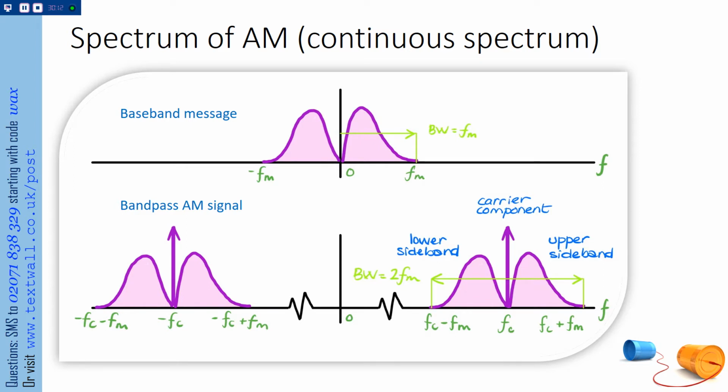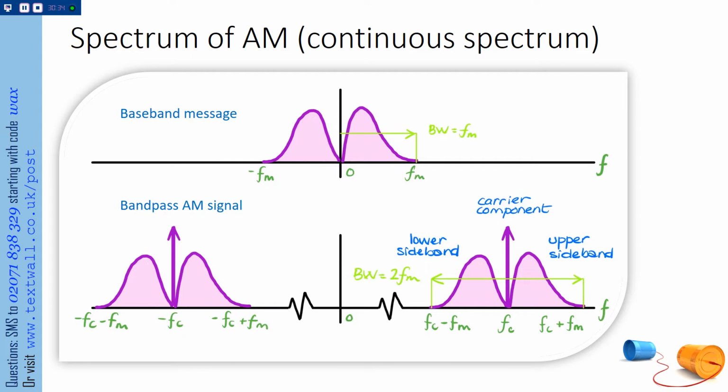That's why we call it DSB. Where did the LC come from? DSB LC means double sideband with a large carrier. This is the large carrier component. Why is it large? Well, it looks large, doesn't it? It looks bigger than the sidebands. It's a large carrier component. Why is that important? We'll talk about that next lecture.